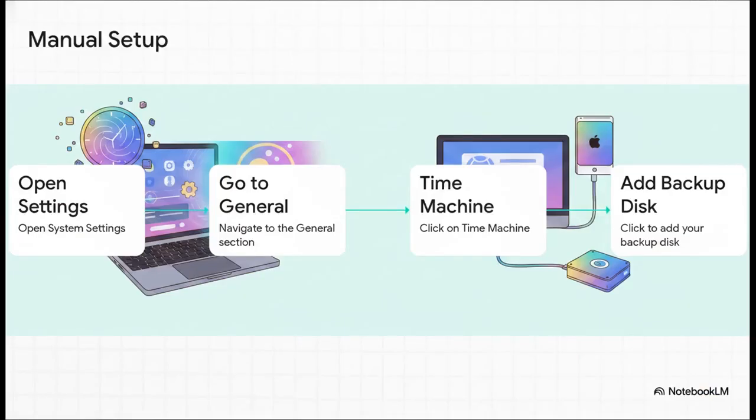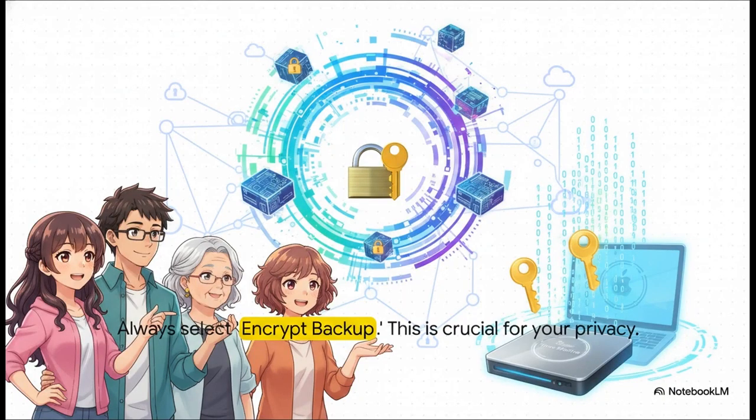Now, what if that pop-up doesn't appear? Don't worry, the manual setup is just as easy. You just open up System Settings, go to General, then click on Time Machine, and then select Add Backup Disk. You just pick your drive. That's it. It's like 4 simple clicks. Okay, listen up, because this next step is one you should never skip.